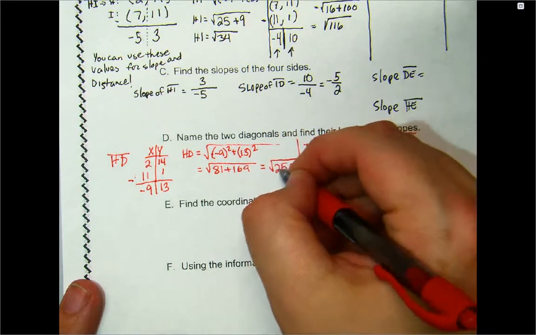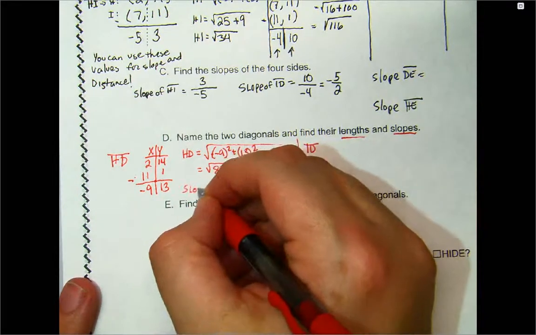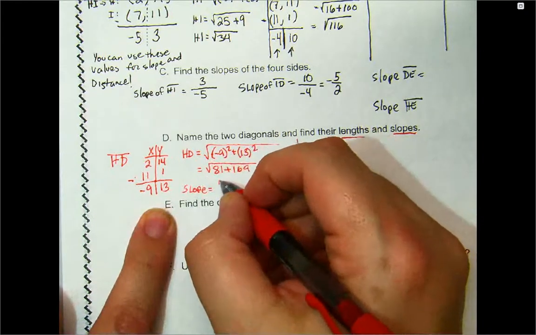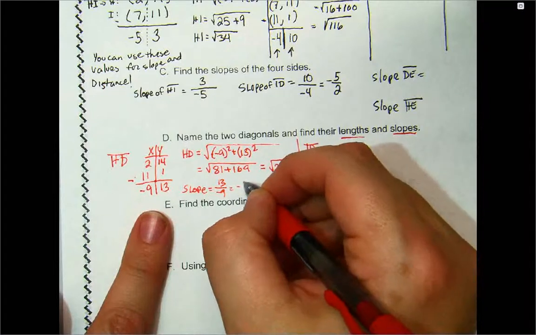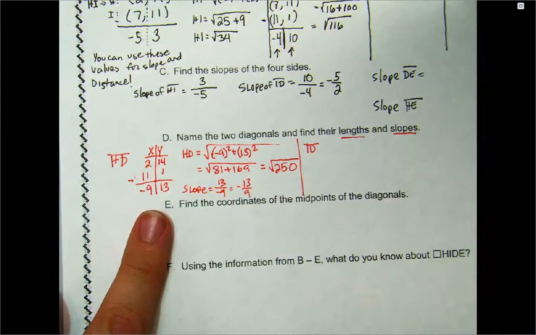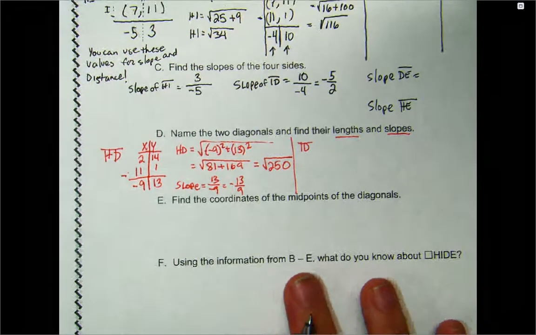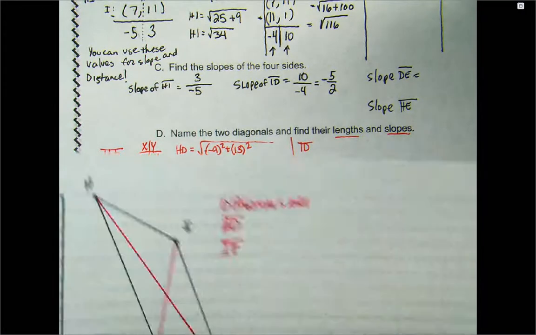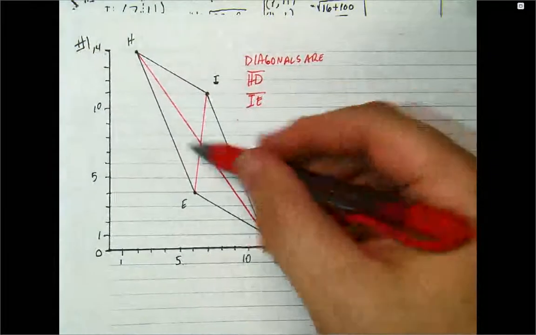And I can figure out my slope by just taking the 13 divided by the negative 9. And you can rewrite it as negative 13/9. So it's basically doing the same thing, except for on the graph, you have to identify the two diagonals right here. The two diagonals that are in the center.